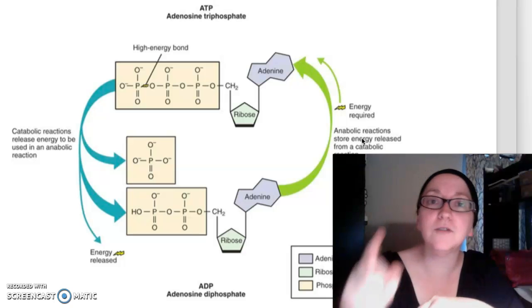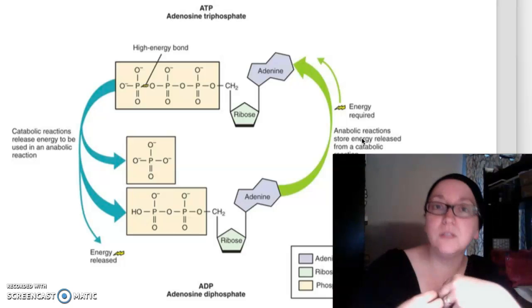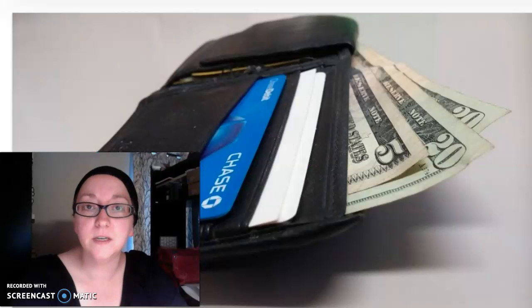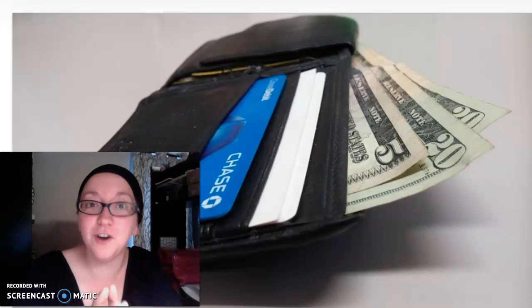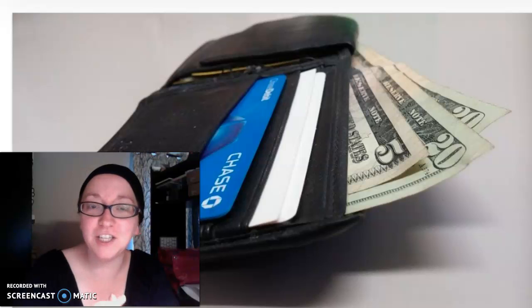So the body goes through this cycle around and around and around of storing or using the energy that we get through food. So we can think about this like money. I think that is a good way for us to remember the concept. ATP is like a wallet holding your energy or holding your money. So this would be an ATP molecule, right? It's full of energy. It's got some cash inside.